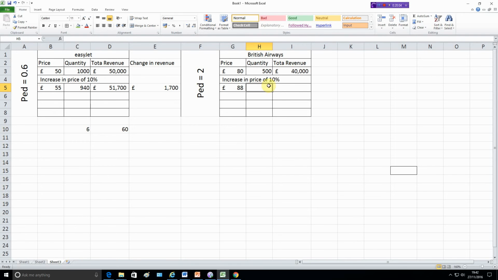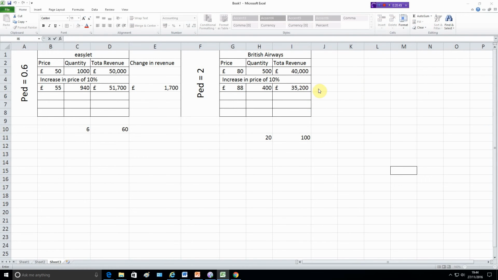How much will it fall by? Will it fall by more than 10% or less than 10%? More. Fantastic. And it'll be 10% times 2, twice. So it's going to fall by how much percentage? 10 times 2, 20%. What is 20% of 500? To calculate that, 500 times 20%, which is 100. So what is the new quantity demanded? 400, which is 500 less 100. And the total revenue would be the new price times the total number of seats sold, which is 35,200.